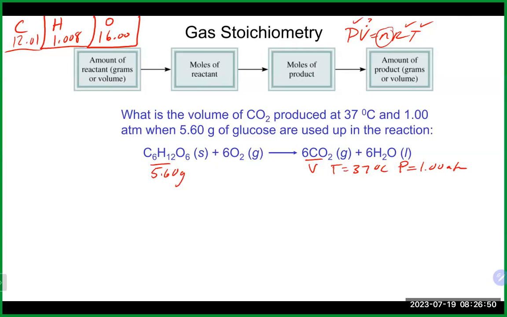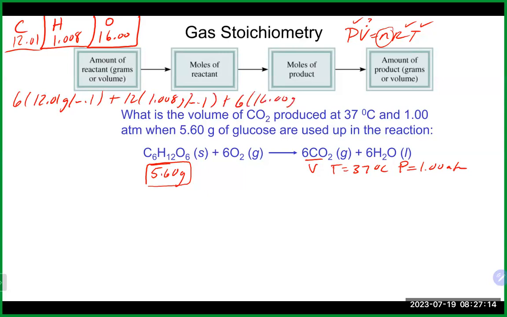We're going to balance the equation, which it already is. We're going to take this information here and convert it into moles, which is what we really want to do here. So in this case, we have 6 times 12.01 plus 12 times 1.008 and 6 times 16. Looks like that's going to give us 180.2, I think, grams per mole, give or take. All right, so now we have the molar mass.